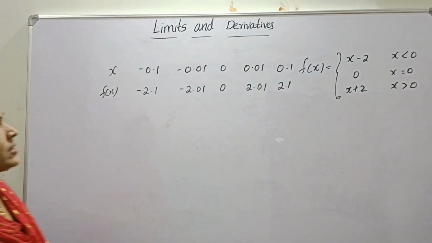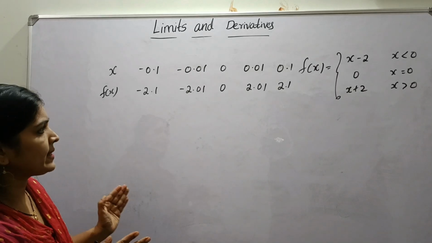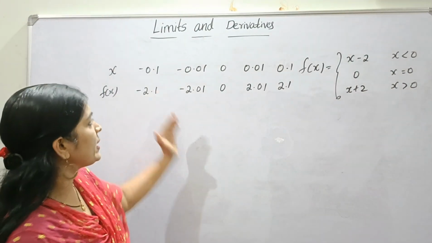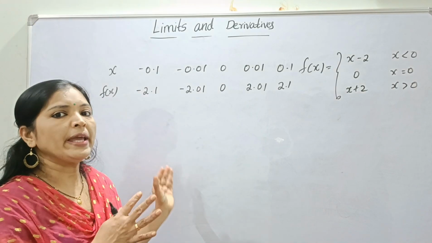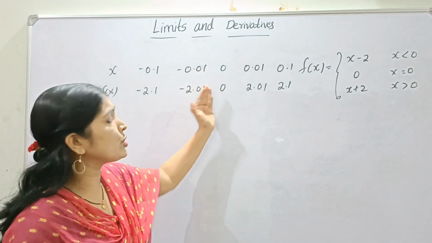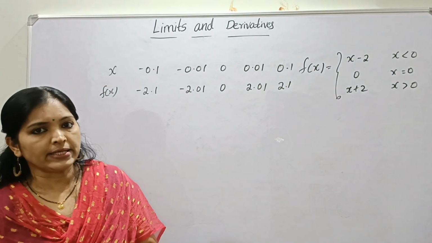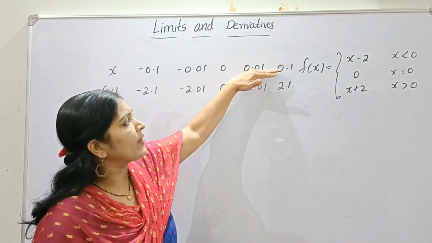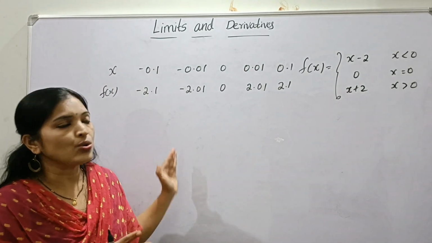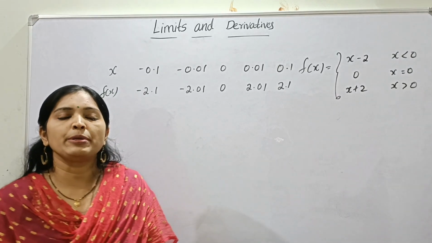Here, when x approaches from values less than 0, f of x is minus 2.01, right? So here it is a negative value. And when x is equal to 0, f of x is also 0. And in the positive side, that is the right hand side, for these values we have f of x tends to 2. Here f of x tends to minus 2, here f of x tends to 2. So here the left hand limit and right hand limit are not equal.